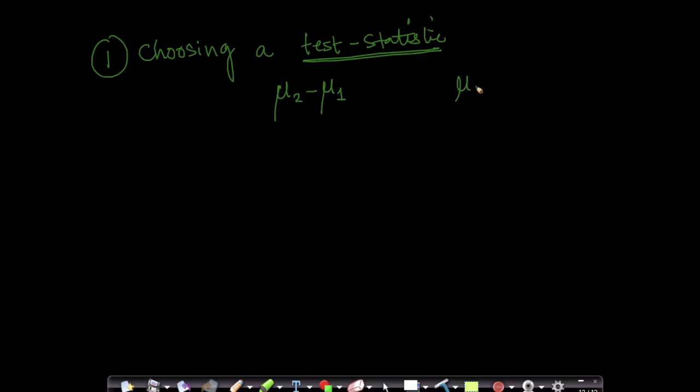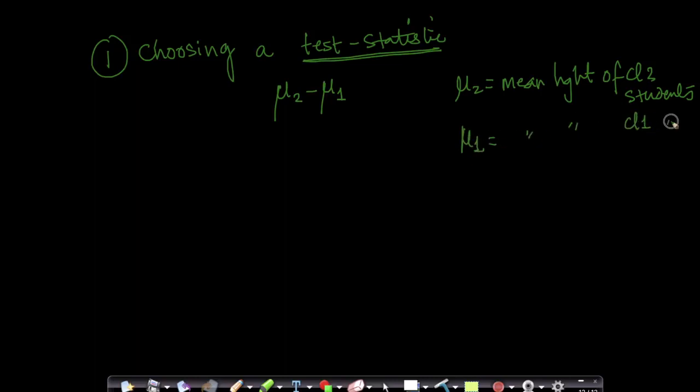Here mu2 is nothing but the mean height of class 2 students, and similarly mu1 is the mean height of class 1 students. Now if this value is small, if this value is 0, then you're sure that yes, there is no difference in heights of students between class 2 and class 1. So this is what I mean by a test statistic in our case.